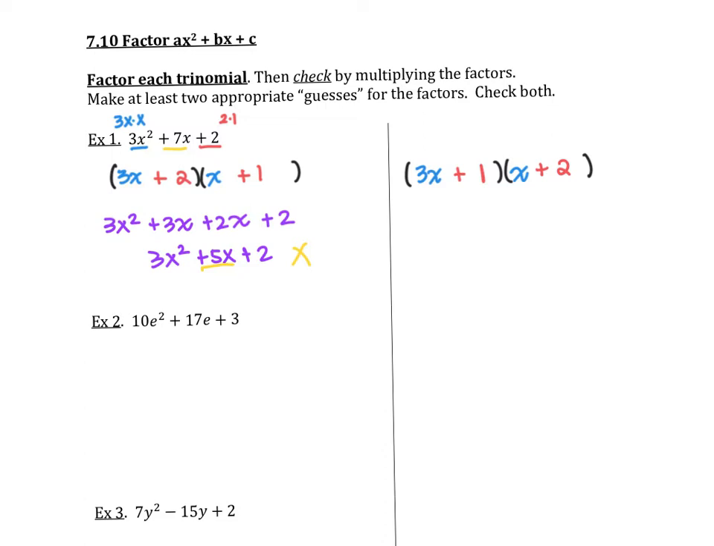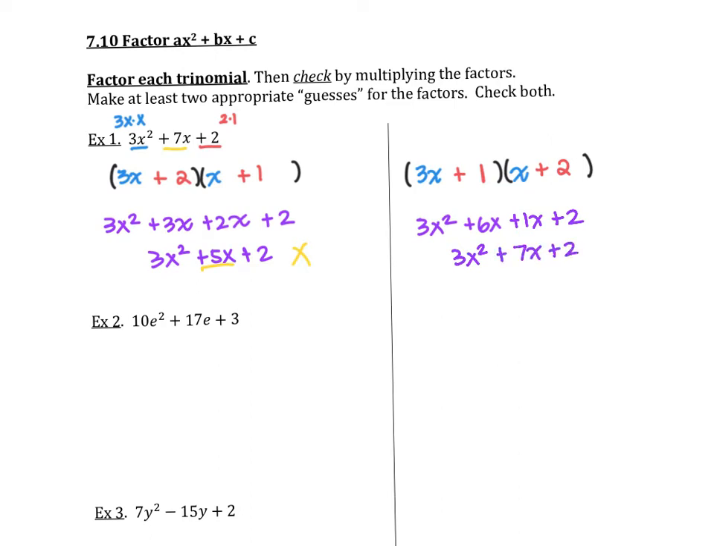Okay, so let me multiply out the next one. Hopefully that's the correct factors. If it's not, I might have to make a third guess. If I distribute, 3x times x is 3x to the second. 3x times 2 is 6x, plus 1x, plus 1 times 2 is 2. Let me combine my like terms. 6x plus 1x is 7x.